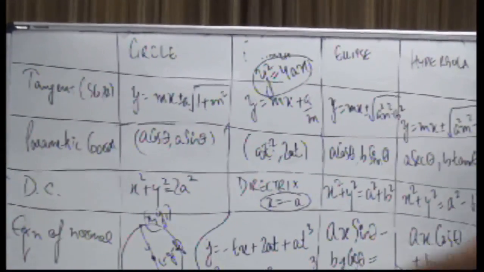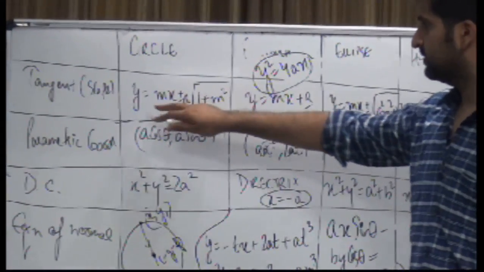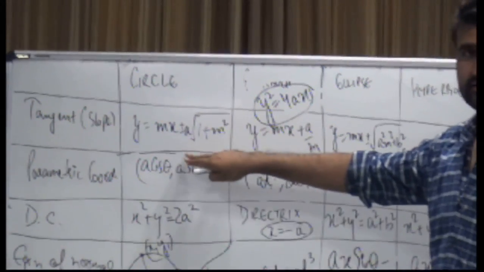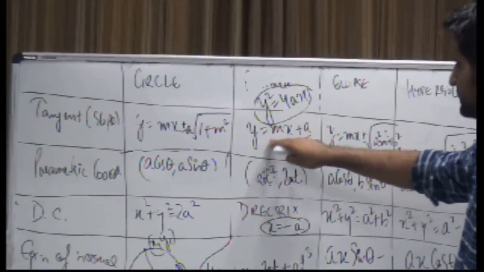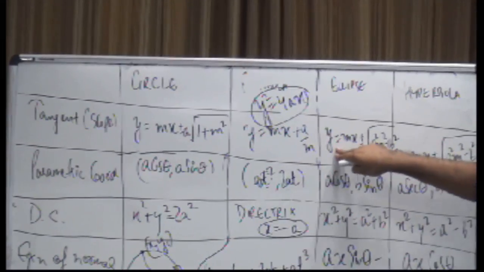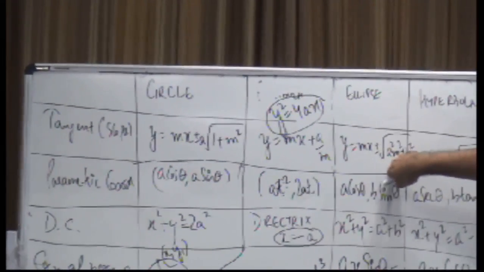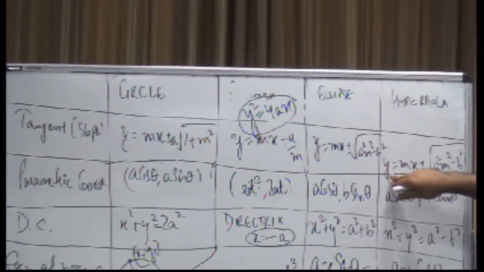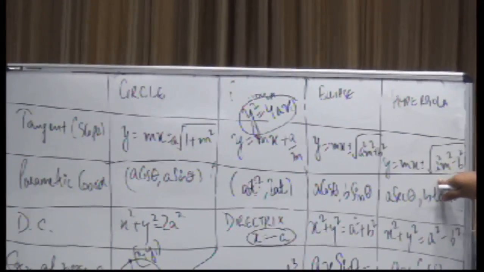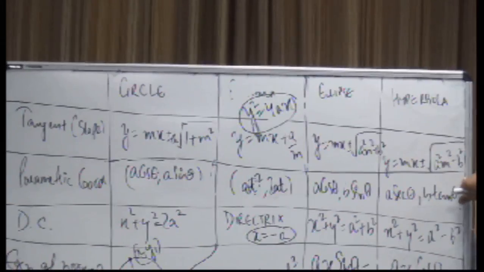So if you're not able to read it, I'll repeat these things. y = mx ± a√(1 + m²). This is y = mx + a/m. y = mx ± √(a²m² + b²). y = mx ± √(a²m² − b²).